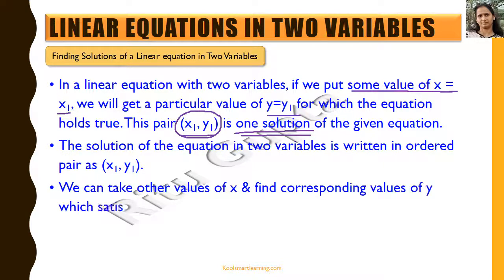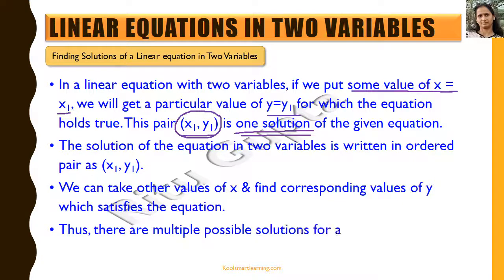We can take other values of x and find the corresponding values of y which satisfy the equation, and that will also be another possible solution of the given equation. So there are multiple possible solutions for a linear equation in two variables.